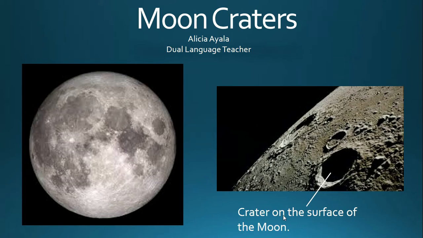Here you see two pictures of our beautiful moon. This picture right here shows how we see the moon from our planet Earth. And then this picture is a close-up view of the surface of the moon. What this picture is showing is that the surface of the moon has craters. I want you to look at this picture and think about the word crater. Have you heard that word before? What do you think a crater is?